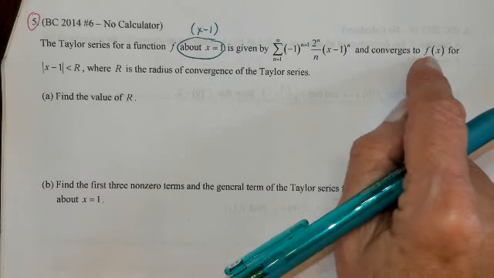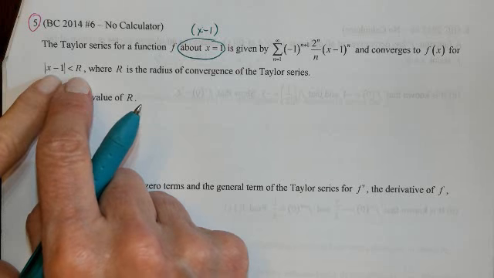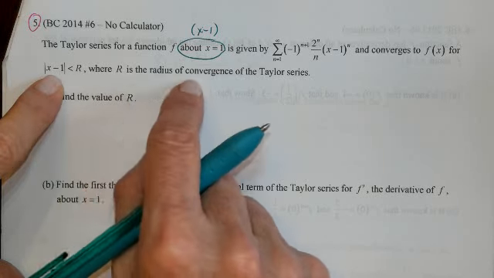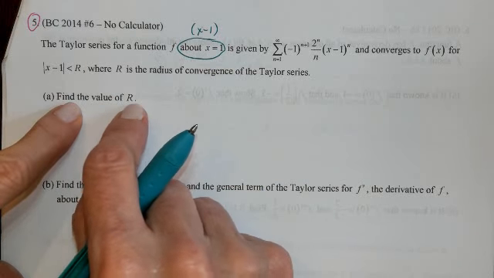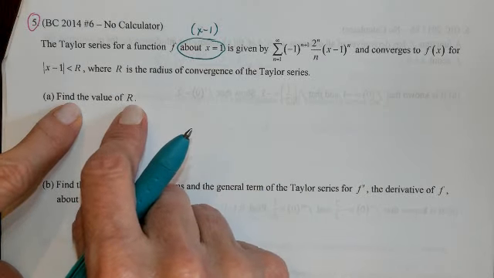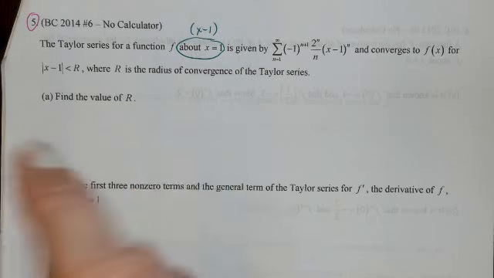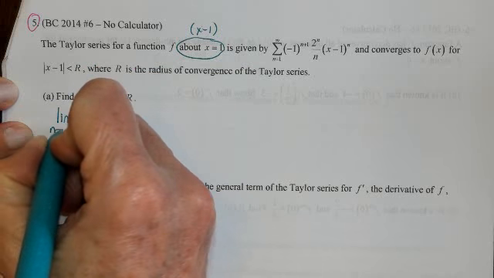And it converges to f of x for absolute value of x minus 1 less than r, where r is the radius of convergence of the Taylor series. Find the value of r. Well, anytime we're finding radius of convergence or interval of convergence, we're going to use the ratio test. So I'm going to set up the ratio test.